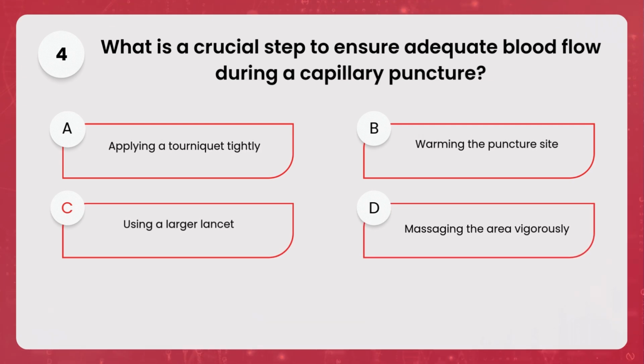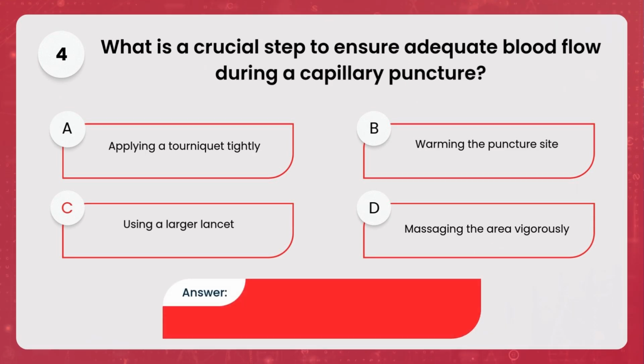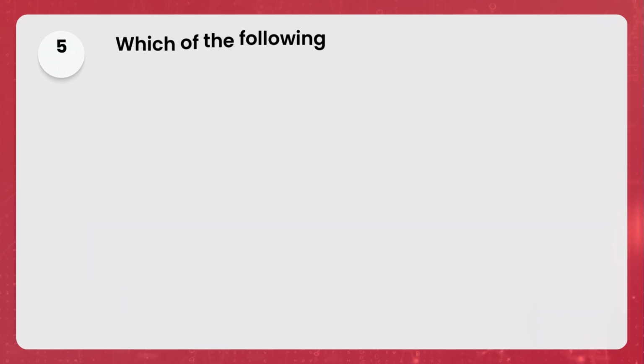Number 4. What is a crucial step to ensure adequate blood flow during capillary puncture? A. Applying a tourniquet tightly, B. Warming the puncture site, C. Using a larger lancet, or D. Massaging the area vigorously? The answer is B. Warming the puncture site.